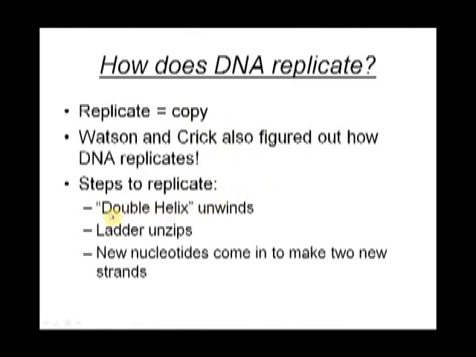Well, that's a good model, but DNA actually unwinds. You need to use a protein to do this. That protein is called an enzyme. And enzymes can be used for lots of different chemical reactions, and this is one of them. The ladder unzips, and then new nucleotides come in and make new strands on both sides.